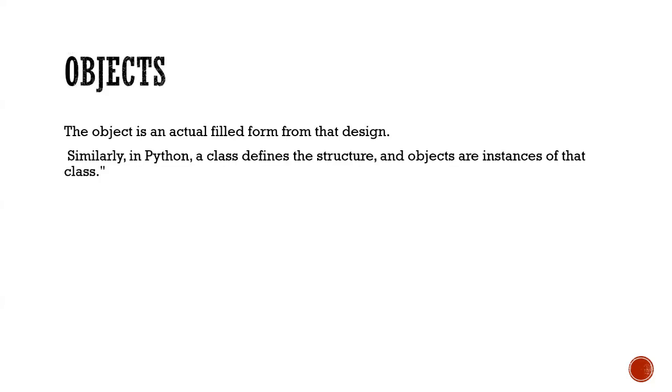But what is object? The object is an actual filled form from that design. So if you fill that form with a particular data of a student, that's called object of that form. So we are making a blueprint now. There can be hundreds of students. Everyone will have different names, different addresses, father name, mother name, whatever details you're asking for. So classes are just giving you the blueprint, the designs, but what data needs to be filled is defined by the objects. So similarly in Python, a class is defining the structure and the objects are instances of that class.